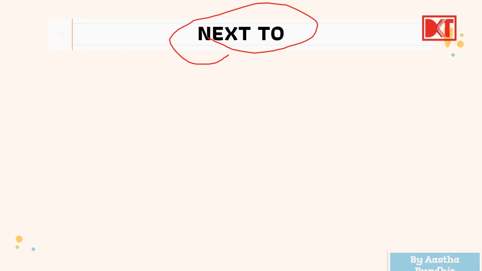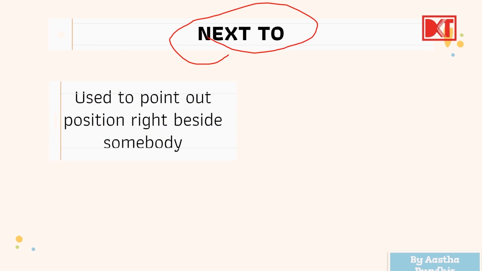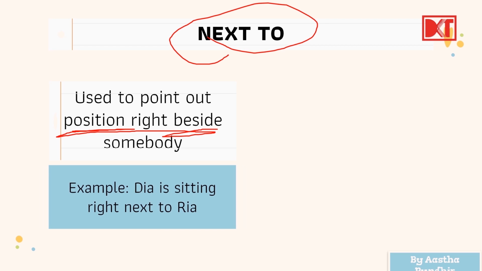Next to. When can we use this preposition? Used to point out the position right beside somebody, besides. Diya is sitting right next to Riya. Right next to. दोनों साथ साथ बैठे हैं Diya and Riya.